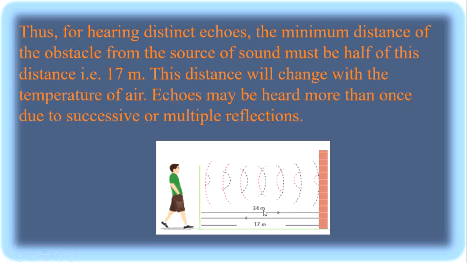Now this distance will change with the temperature of air. These echoes may be heard more than once due to successive or multiple reflections. The echo is heard more than once only after successive or multiple reflections. What is called multiple reflection? It is the reflection of light back and forth several times between two reflecting surfaces. That is, when the light ray is reflected between two reflecting surfaces several times, it is called multiple reflections.